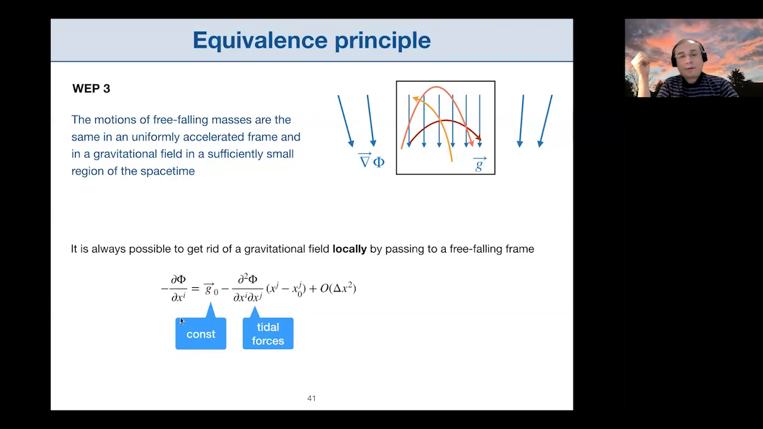Simply, the derivative of phi locally is just g0 plus, that's basically the derivative at the center of this box, plus additional terms which are due to tidal forces. If you make the box sufficiently small, they don't matter anymore, and you just have a constant field g. And you can get rid of this constant field g if you pass to the free-falling frame of any of these particles. It will seem that the gravitational field has disappeared.